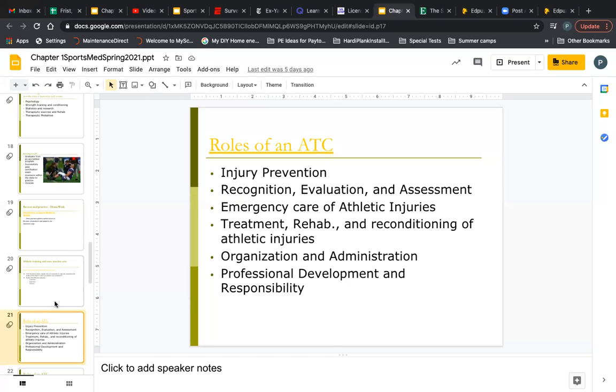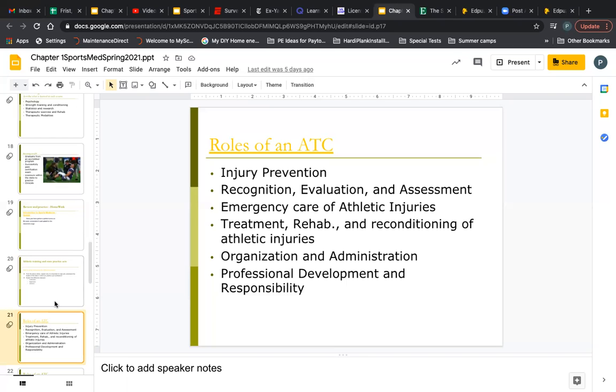So evaluation requires talking to the patient and doing some special tests like x-rays, MRIs, and hands-on clinical testing. And then there's emergency care of athletic injuries. I'm not going to talk about the rest of them because you're going to read this article from Jenna Zuba. So: emergency care of athletic injuries, treatment and rehabilitation and reconditioning of athletic injuries, organization and administration.